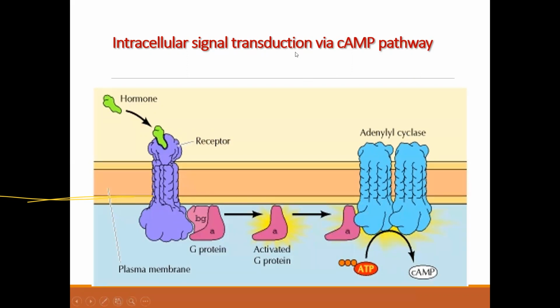The intracellular signal transduction can occur by the cyclic AMP pathway. Okay, for example, a hormone, a kind of ligand, binds to the receptor, which is a G protein coupled receptor. After the binding, there is the activation of the alpha subunit of G protein. The activated alpha subunit can stimulate the nearby enzyme called adenylyl cyclase. Once the adenylyl cyclase is activated, there is a change from ATP to cyclic AMP. Finally, after the binding of the ligand to the receptor, there is an increase of cyclic AMP intracellularly.